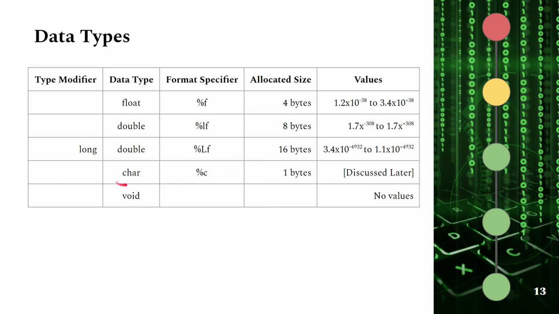Character type data, for example the alphabets A, B, C, D, E, F, they are called character type data, or they are expressed as char, and we use %c to express them. They use only 1 byte, and this feature will be discussed later in brief using ASCII tables. And there is another data type called void. What does it say? It says there are no values. Void means empty, and that is all.